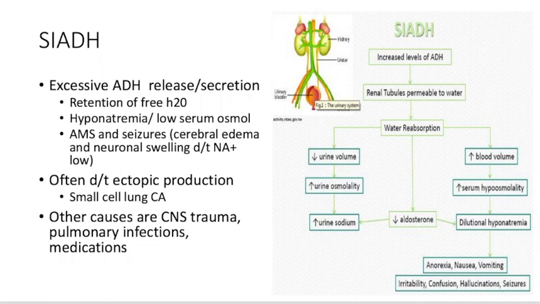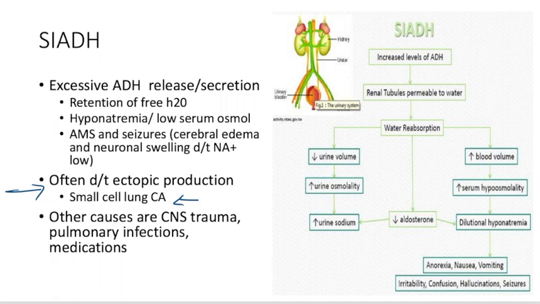This can be caused by multiple things. The most common is ectopic AVP production by tumors in small cell lung cancer, and then also cancer cells of other sites. So this is often where we get SIADH from. Other causes would include central nervous system trauma, pulmonary infections, and medications. And then there is the pathophysiology of SIADH: increased levels of antidiuretic hormone, renal tubules permeable to water. We get water reabsorption that results in increased blood volume, serum hypoosmolarity, and dilutional hyponatremia.